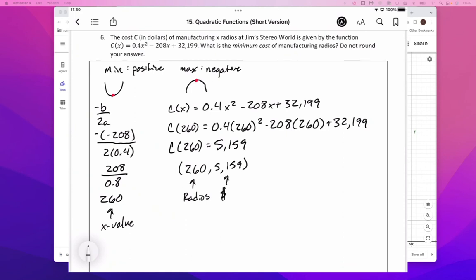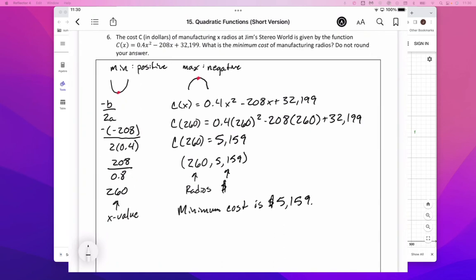And so to answer this, the minimum cost is $5,159. And it doesn't ask this, but the way to get to that minimum cost is to produce and sell, hopefully sell anyway, 260 radios. That's it for number 6, and that's it for this beast of a homework assignment.